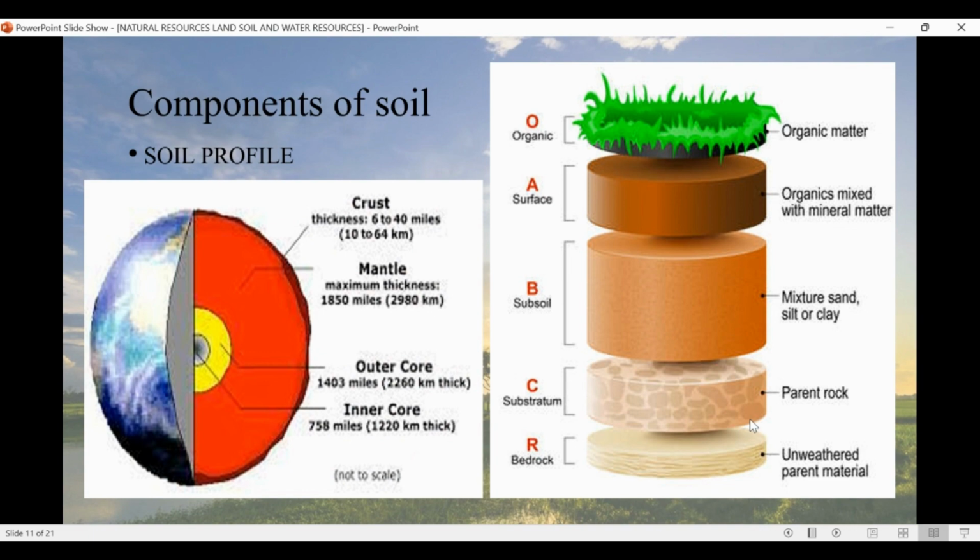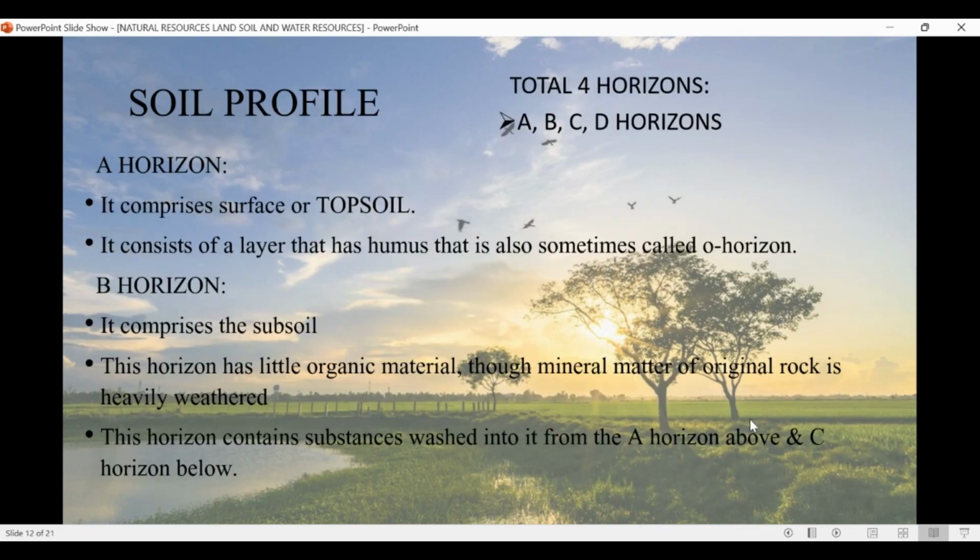Then we are going to understand the composition of soil, or the soil profile. The first layer is of organic matter, that is also known as the O horizon. It contains a lot of humus. Then comes the A horizon, B horizon, C horizon, and D or R horizon. First, let us understand what these soil profiles mean.